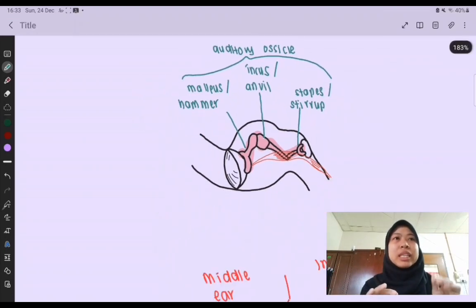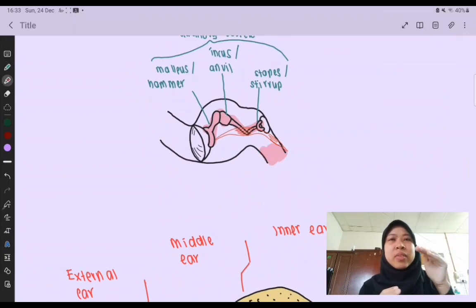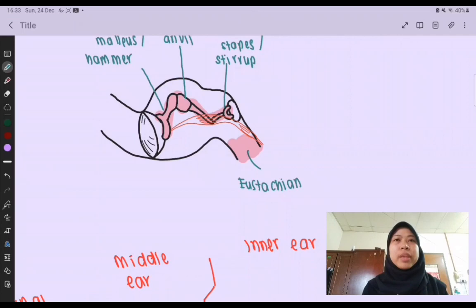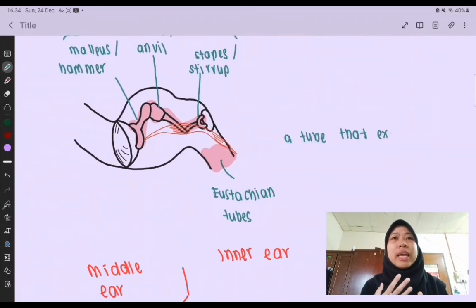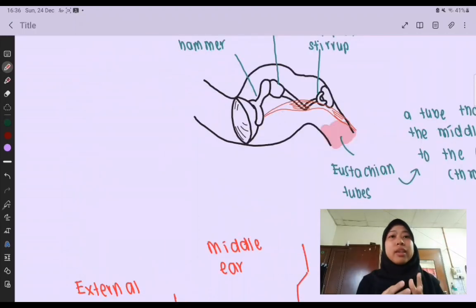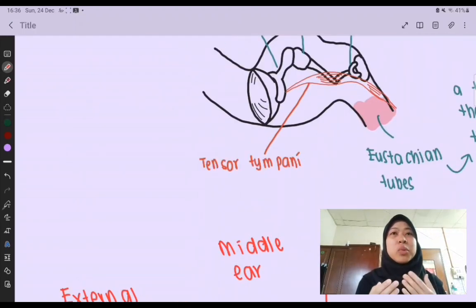The path leading down that I highlight with the red color is known as the eustachian tube. The eustachian tube is a tube that extends from the middle ear cavity to the pharynx or throat. Then we will talk about the muscles of our middle ear.